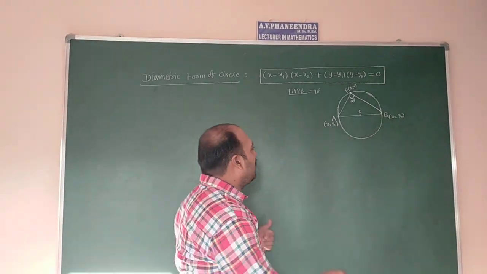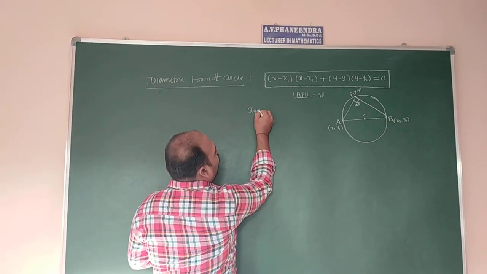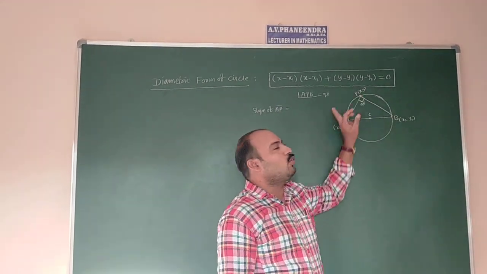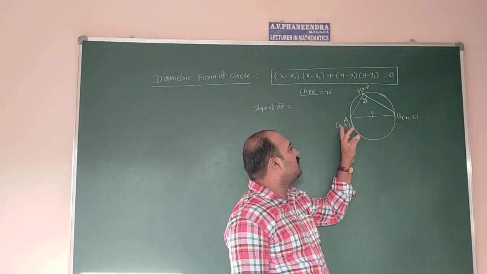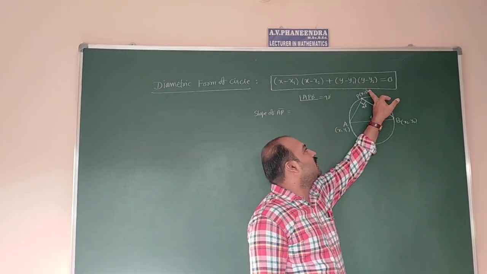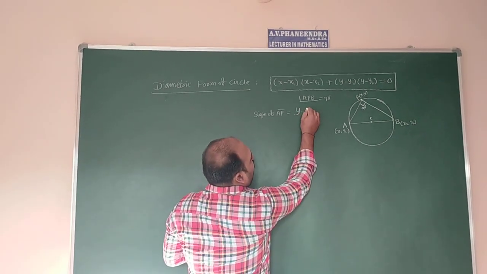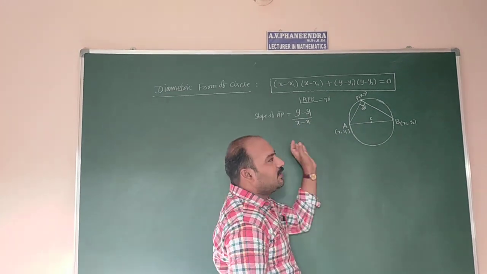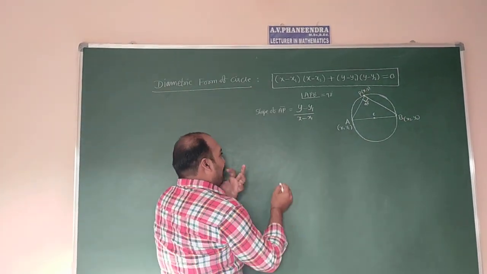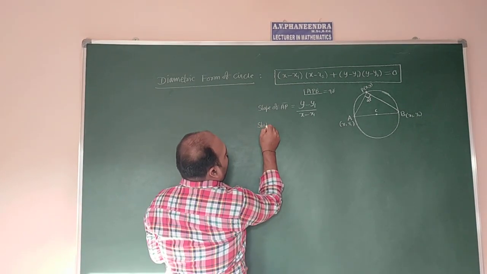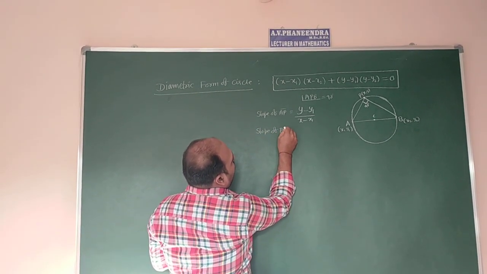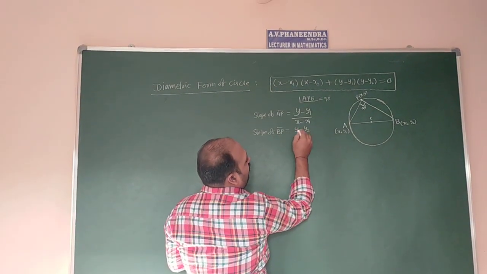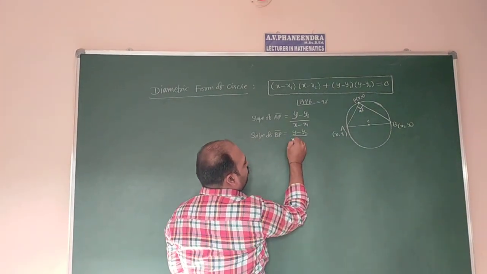Calculate the slope of AP. We know the slope definition when two points are there: y2 minus y1 by x2 minus x1. This is x1 y1, this is x2 y2. So y minus y1 divided by x minus x1 is the slope of AP. Similarly, the slope of BP is y minus y2 divided by x minus x2.